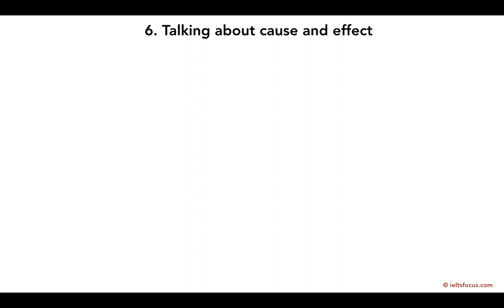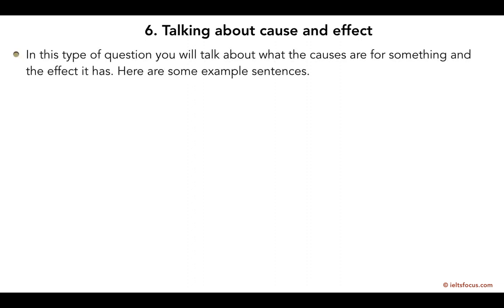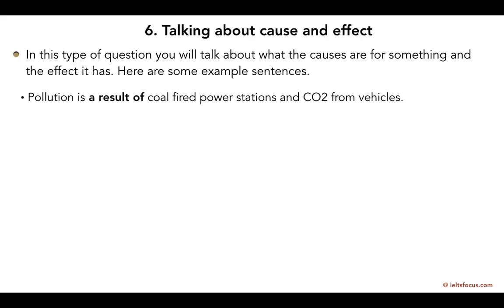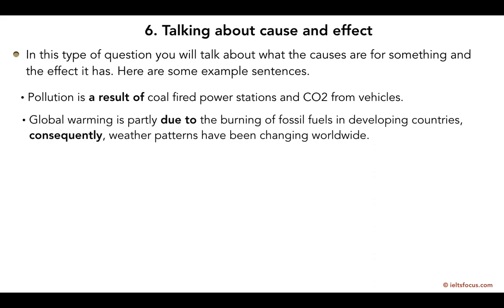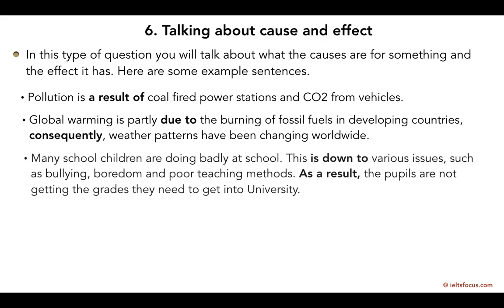The sixth one is talking about cause and effect. So here are some example sentences of cause and effect. So pollution is a result of coal-fired power stations and CO2 from vehicles. Global warming is partly due to the burning of fossil fuels. Consequently, weather patterns have been changing worldwide.